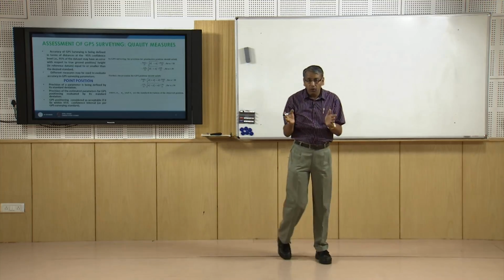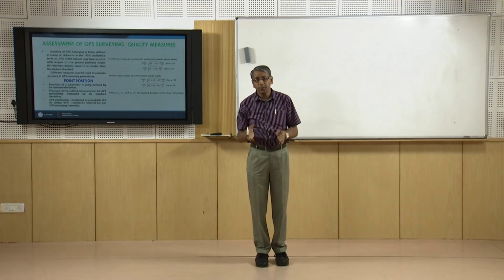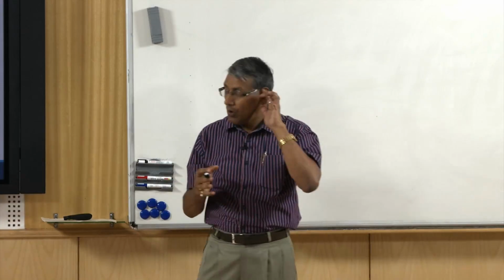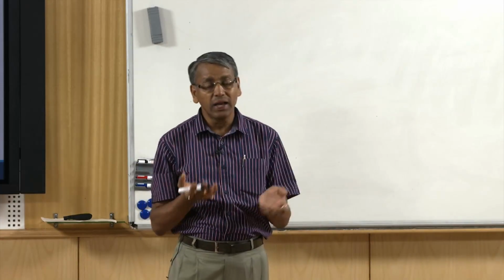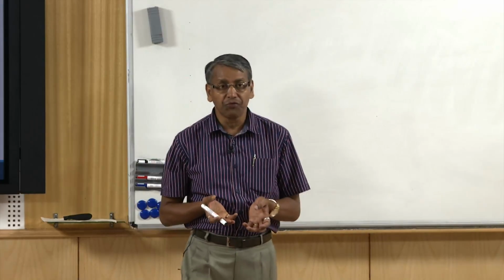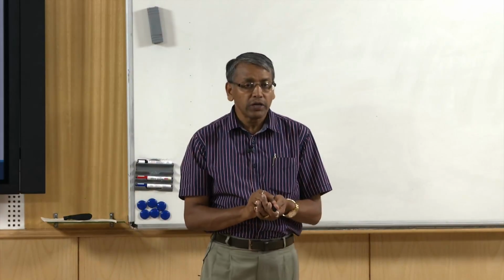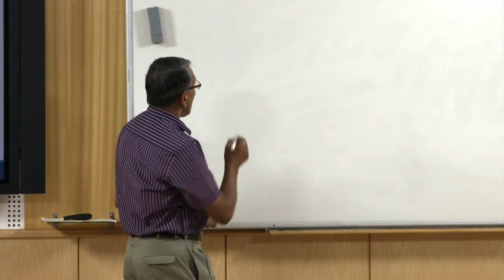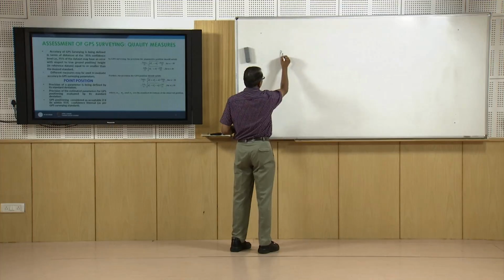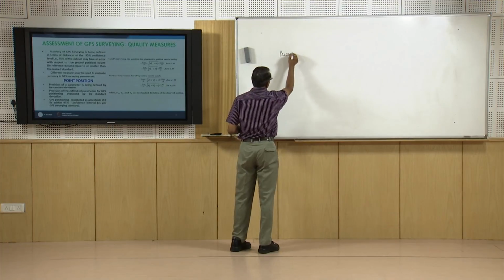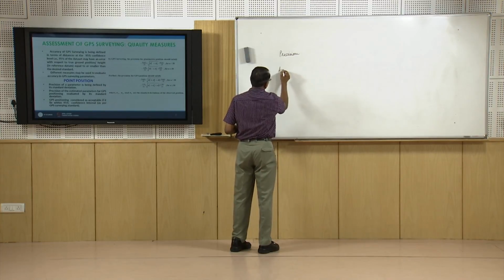Now, with this background of the standard of GPS surveying, we want to find out the quality of our GPS surveying. In order to do that, we need to know two parameters. One is called precision, another is called accuracy.